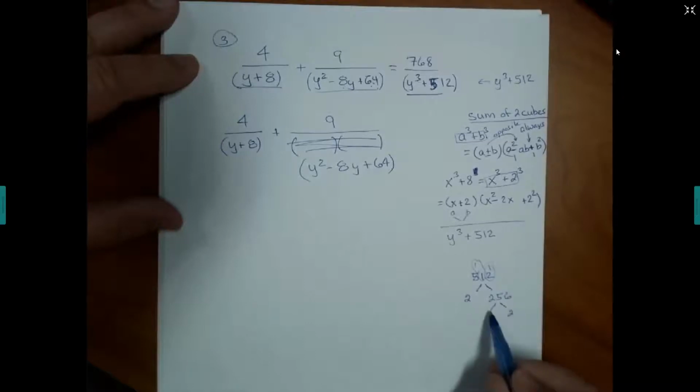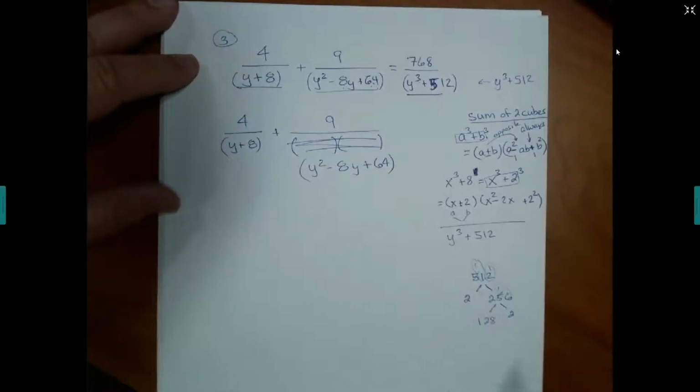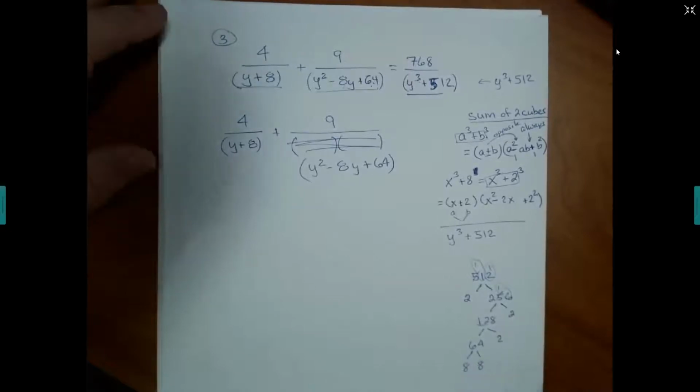2 goes into 2 once. 2 goes into 5 twice with 1 left over. And 2 goes into 16 8 times. Two goes into 12 6 times. 2 goes into 8 4 times. 64 is a perfect square of what? 8 times 8.